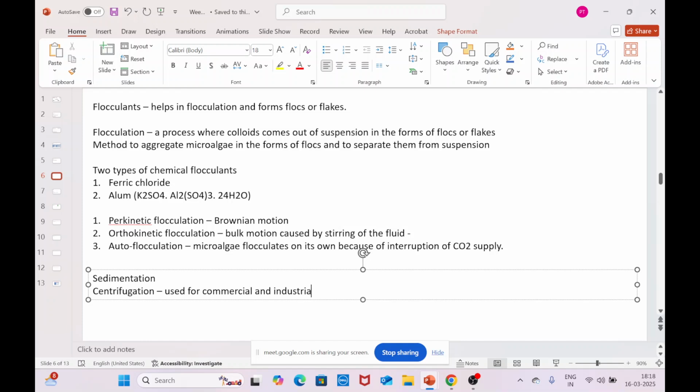However, there is one limitation for this. It is expensive because you require a big centrifugation system. Moreover, because of the centrifugal force, damage to the cells is also very common, or prevalent.